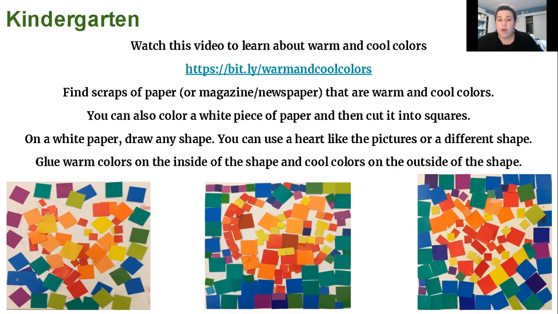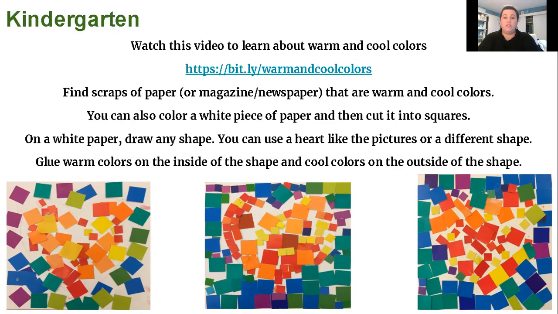You are then going to find scraps of paper. You can use regular construction paper if that's what you have at your house. If you don't have that, you could find a magazine or a newspaper. You could also just take a marker or a crayon and color a white piece of paper and then cut it out. So you have a lot of different options of how to get colored paper.